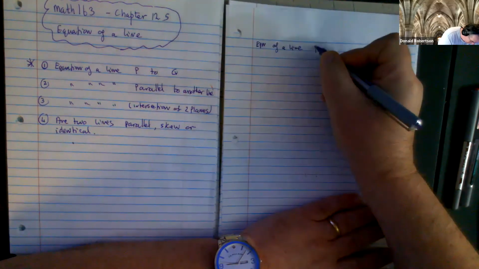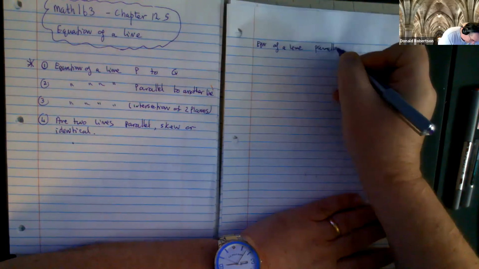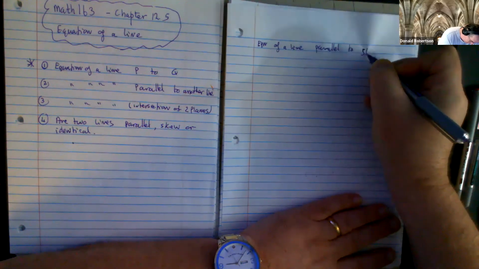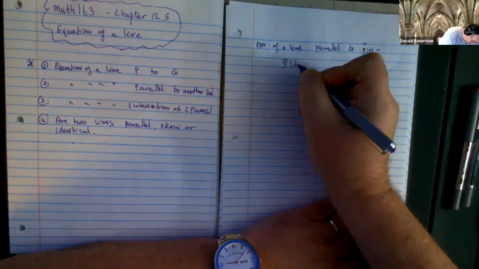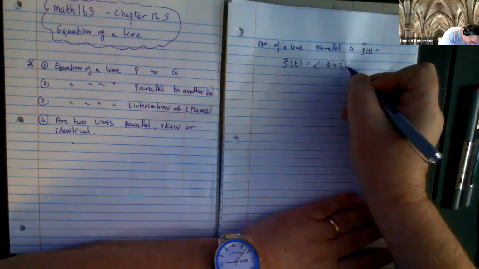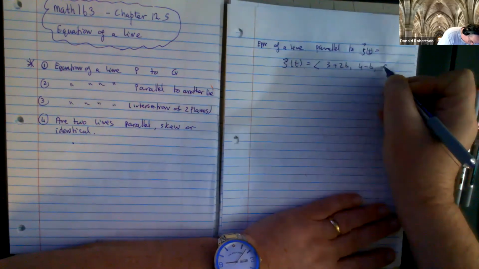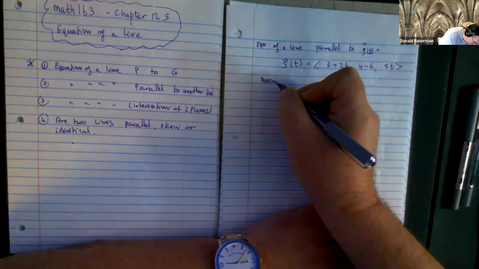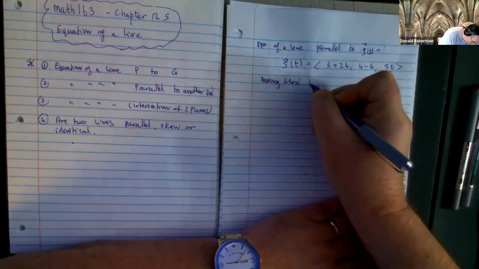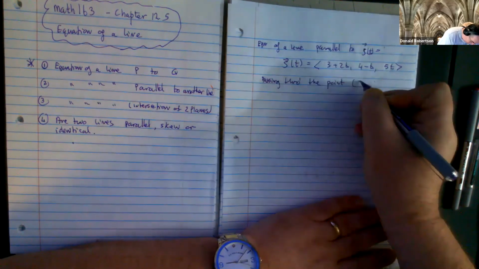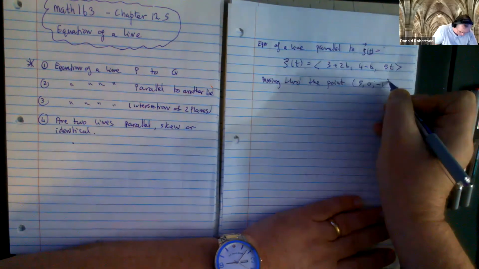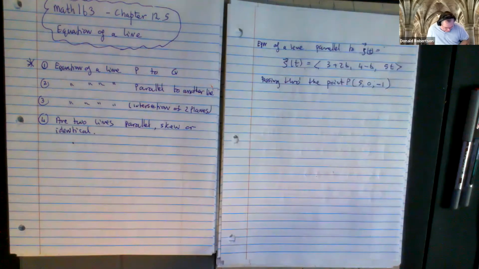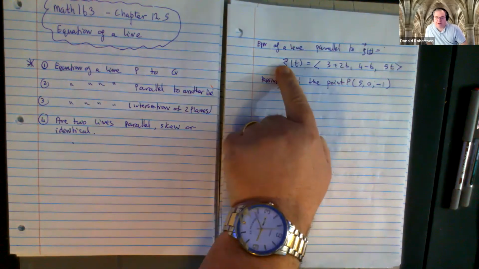And it has to be parallel to this line. I'll call it S of t then. I'll write it down here. Passing through the point 5, 0, -1. So I want to find the equation of a line parallel to this line and passing through this point.